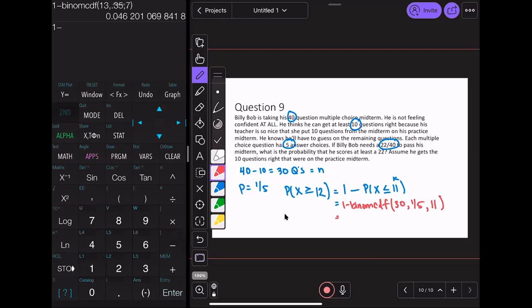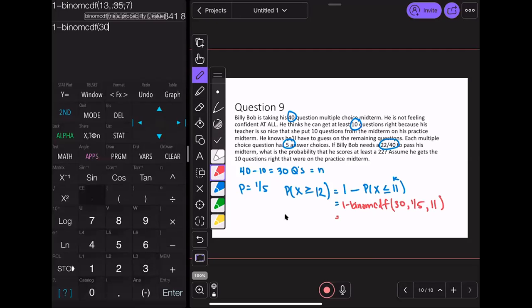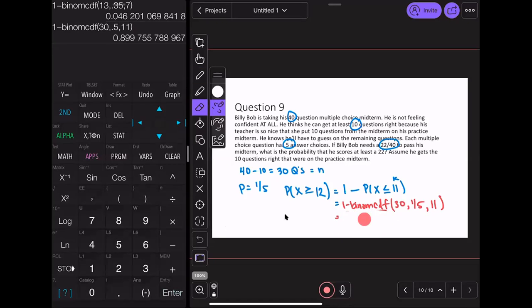So 1 minus binom CDF, 30, comma, 0.5, comma, 11. That's going to be, we'll say, 0.8998. Oh wait, I feel like I did something wrong. Oh, oops. That's not right. I was going to say that probability seems kind of high. I put it in my calculator wrong.